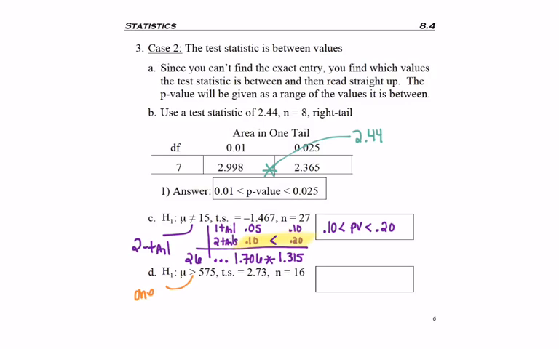Last example. I have a one-tailed test because it's a right-tailed test, so I expect a positive test statistic, although that may not happen. Since I know my sample size is 16, I go to row 15, which is degrees of freedom, and I start looking for positive 2.73. As I go across, I see 2.947, which is too big, 2.602, which is too small. So 2.73 would be in between those numbers. So I read up going to the one tail row of 0.005 and 0.01. Since 0.005 is less than 0.01, I have 0.005 less than the p-value less than 0.01.